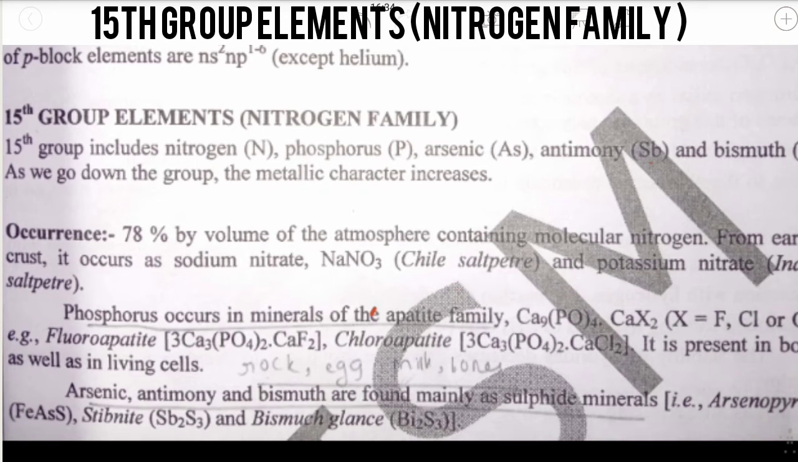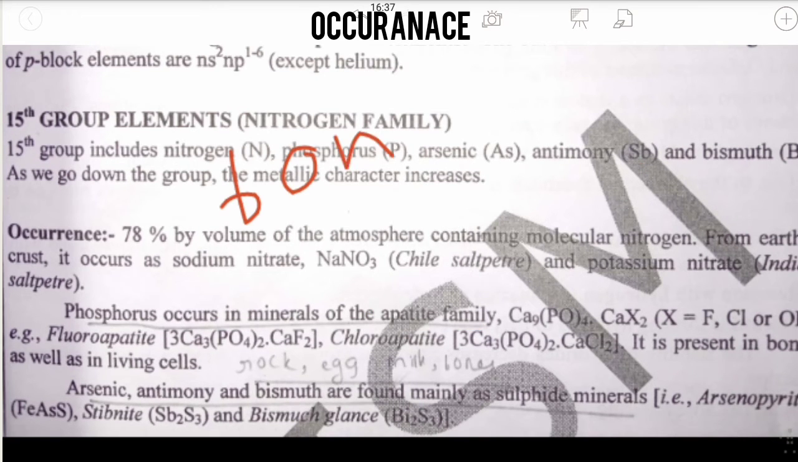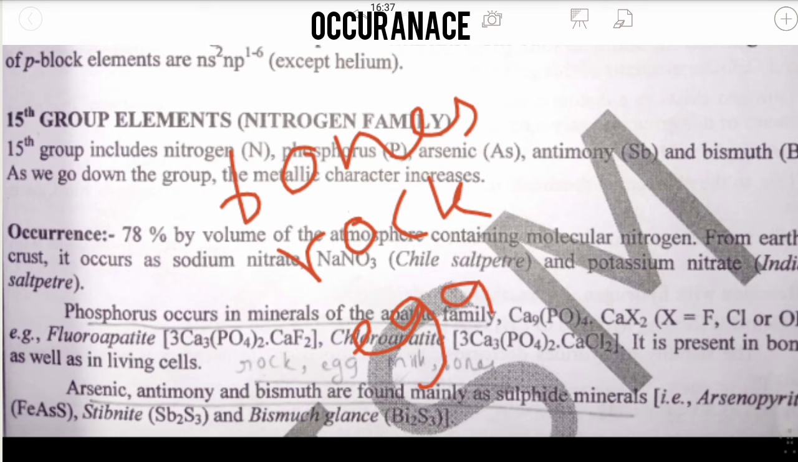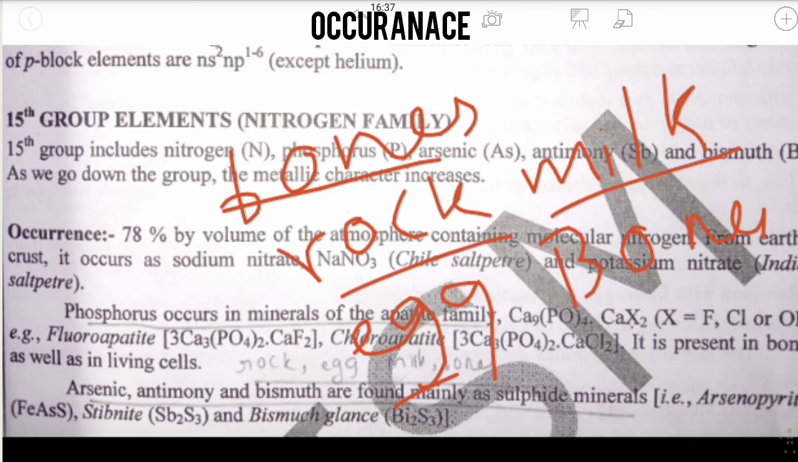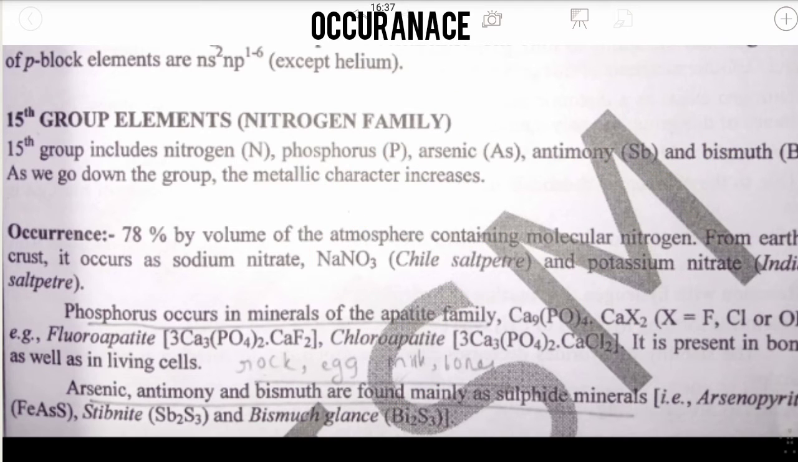Next comes phosphorus. Phosphorus occurs in minerals of the apatite family. It is also present in bones, rock, egg and milk. It mainly occurs as minerals in the apatite family.